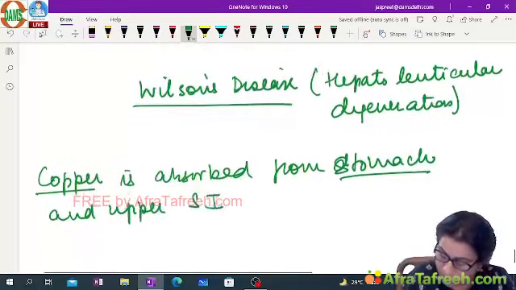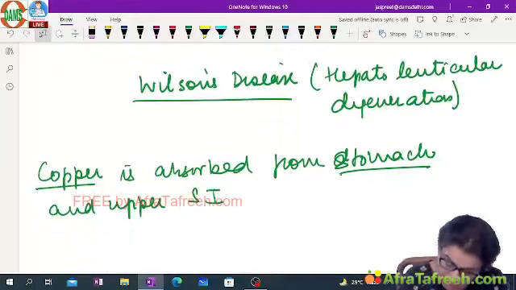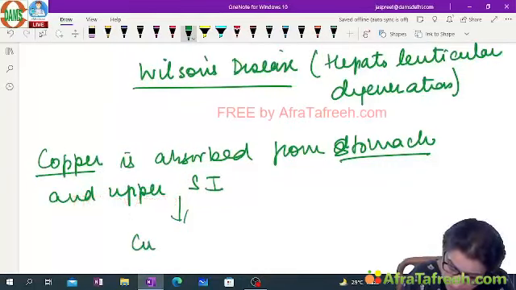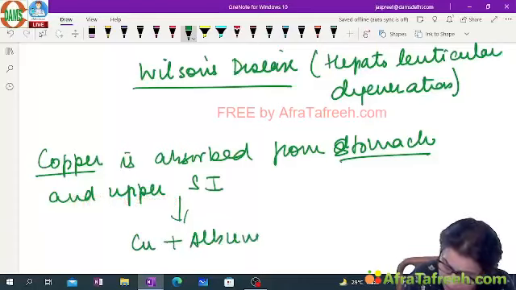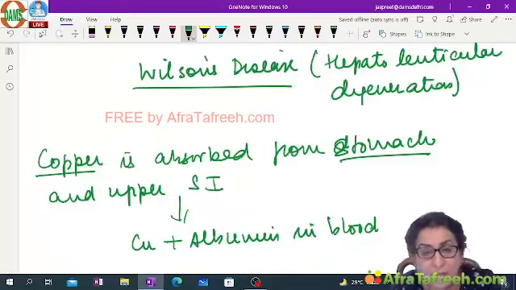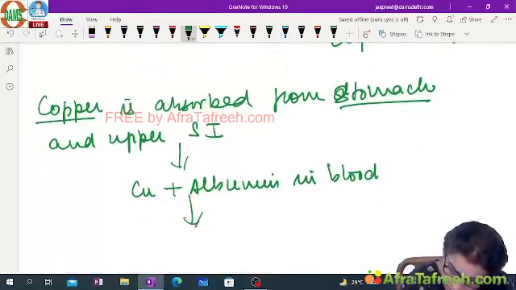So copper is absorbed from food in the stomach and upper small intestine. Once copper is absorbed, it enters the blood. In the blood, copper attaches to albumin. Now this copper bound to albumin goes to the liver.